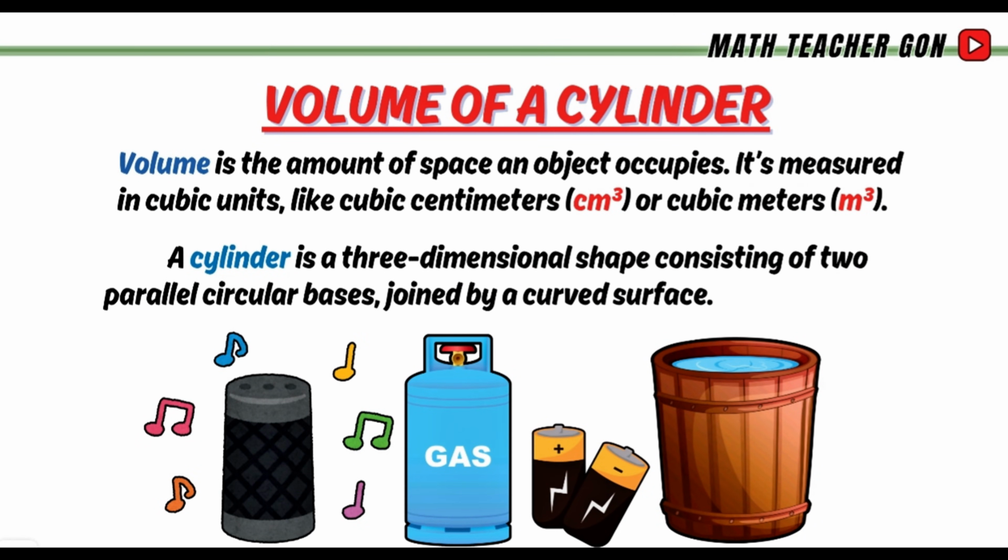Volume is the amount of space an object occupies. It's measured in cubic units like cubic centimeters or cubic meters. A cylinder is a three-dimensional shape consisting of two parallel circular bases joined by a curved surface. So here are some of the examples. We have here the Bluetooth speaker, gas, battery, and a water tank.